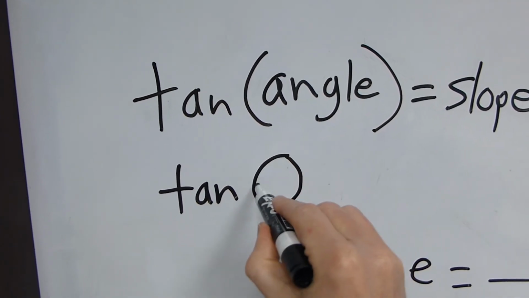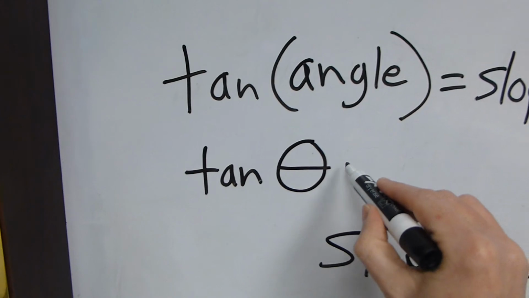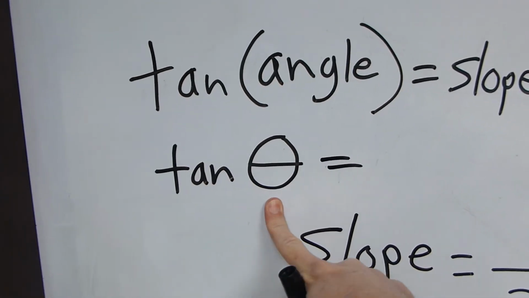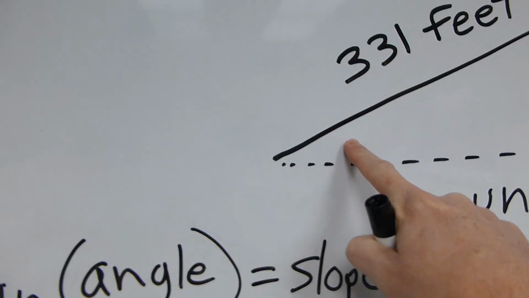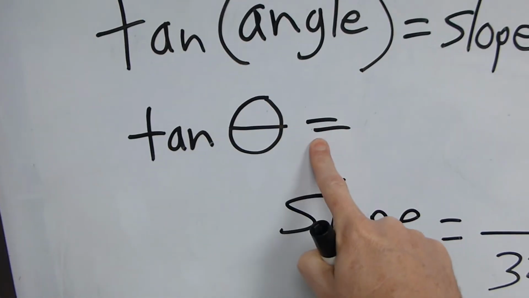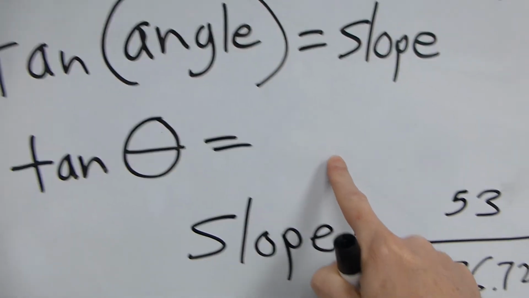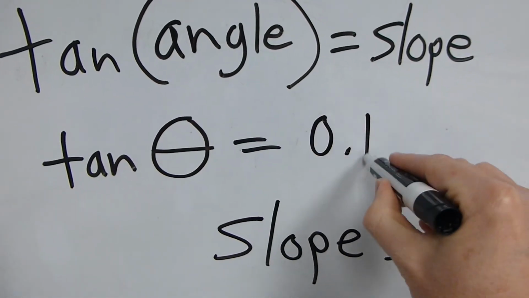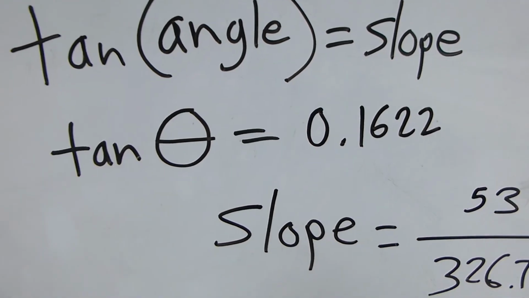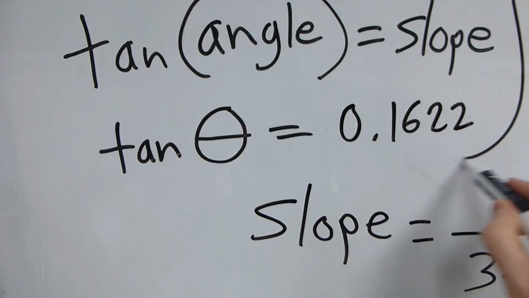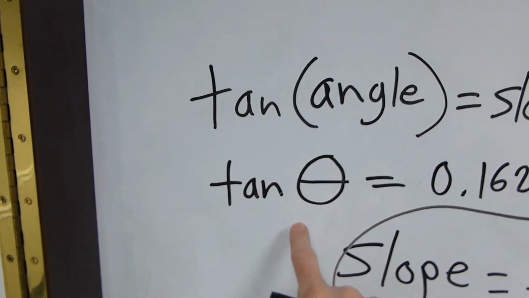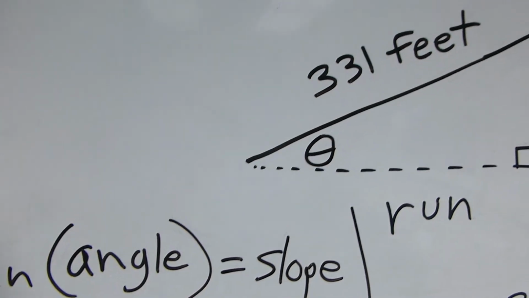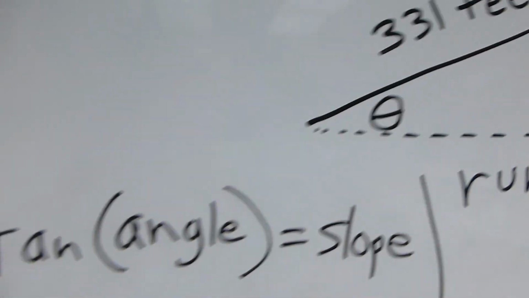The Greek letter theta. Remember this? That's usually what we call angles. The tangent of the mystery angle on the road, which is going to go there, by the way, is equal to the slope, which is this number, 0.1622. All right, and the final step, I want to figure out what is theta. What is this, the angle or the steepness of my road in degrees?